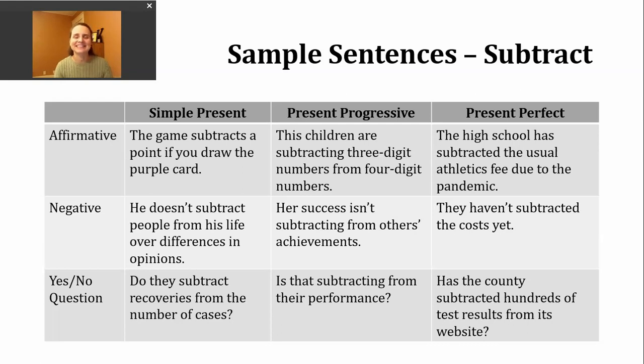For the simple present, we're using this verb tense to talk about habits and routines. We might also use it to describe a fact. In the simple present, particularly the affirmative, we're going to use the base verb just as it is if our subject is I, you, we, or they. If our subject is he, she, or it, we need to add an S to this verb, and you're going to see that in this example sentence.